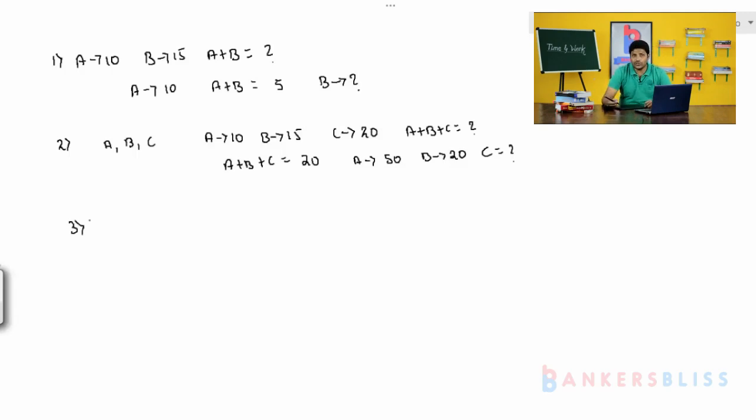Before going to the third variety, let me tell you one thing. For example, see here, A takes 4 days to complete the task, and B takes 8 days to complete the task. If both of them work together, then how many days do they take? It is very easy to calculate now. But you can get these types of questions.